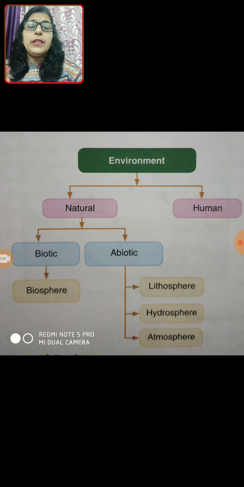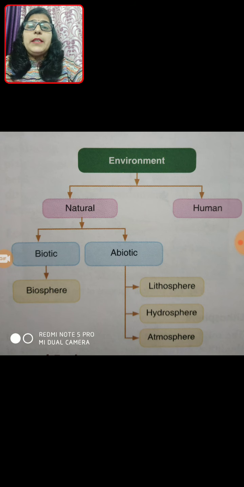Environment is divided into natural, human, and one more component, human made. So first we will revise natural. Natural is divided into two, biotic and abiotic. Biotic is related to living beings, so biosphere is here. And abiotic is related to non-living beings, so lithosphere, hydrosphere and atmosphere are here.